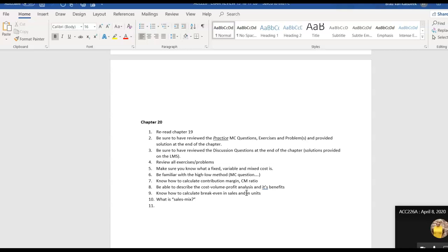So number 5, make sure you know what a fixed, variable, and mixed cost is. Fixed costs, variable costs, and mixed costs. I'm certain all of you can identify that. The ones that I'll have are going to be clear and obvious, you don't need to worry about whether this could be this or that. A salary is fixed. It doesn't matter if you work 30 hours a week or 80 hours a week, it's salaried, it's fixed. Variable is the per hour.